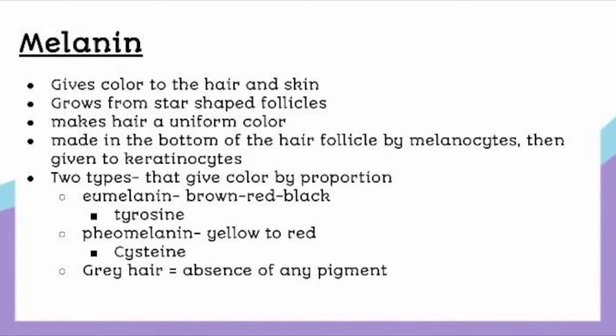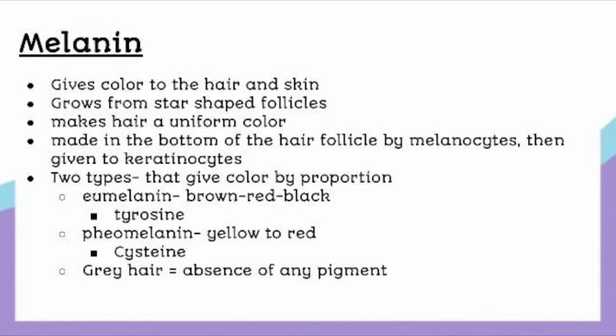Melanin is a pigment that gives human skin, hair, and eyes their color. The type of melanin in your hair is the same throughout, which is why hair is a uniform color and people don't have half blonde, half black hair. Melanin is made in the hair bulb by melanocytes and then given to keratinocytes, which produce keratin. Melanin makes up a total of 1% of your hair.